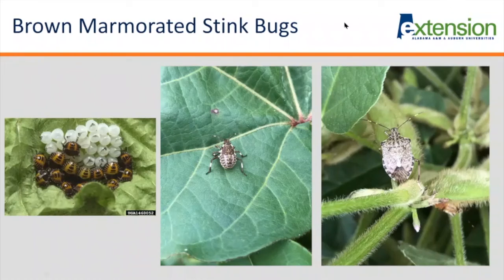And the immature really is pretty unique looking, at least compared to the brown stink bug. It's more of a brown color. It's got these alternating white bands along the legs and on the antennae. The adults also have those alternating white bands along the legs and antennae, and then as well along the wings.